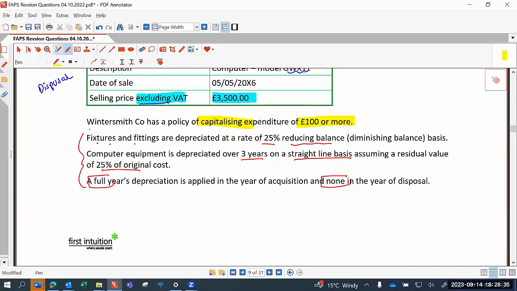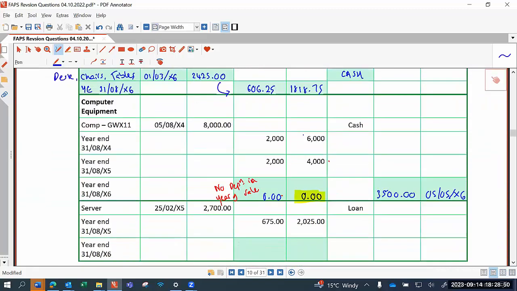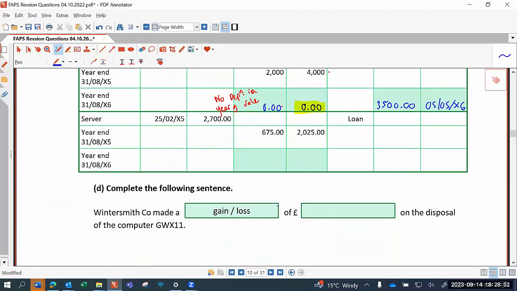We've depreciated some fixtures and fittings. That was fine. The computer equipment is depreciated over 3 years on a straight line basis, assuming a residual value of 25% of the original cost. What does it mean if I have a straight line basis? What does a straight line basis mean to you? How do I find the depreciation amount each year?